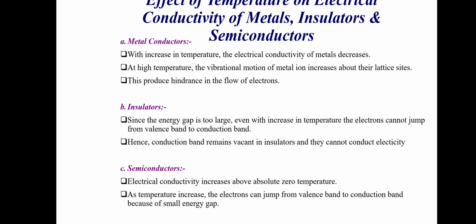Now if we talk about the effect of temperature on electrical conductivity, when metals are acting as conductors and we increase the temperature, the electrical conductivity of the metal decreases, because at high temperature the vibrational motion of the metal ions about their lattice sites increases. In insulators, when we increase the temperature, electrons cannot jump from the valence band to the conduction band, and hence there is no effect on the electrical conductivity. Whereas in semiconductors, when we increase the temperature, the conductivity increases.